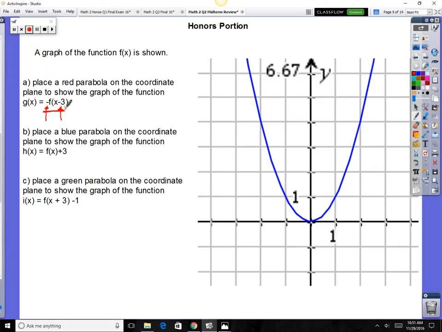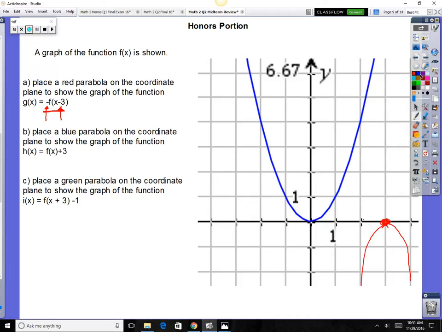This is going to slide it 3 times to the right. So it's going to take the vertex and go 1, 2, 3 to the right. And then the negative out front is going to flip it so it's oriented this way. And that is where A should end up.